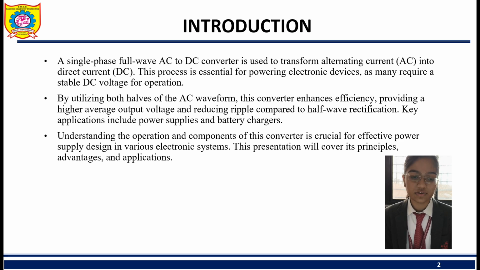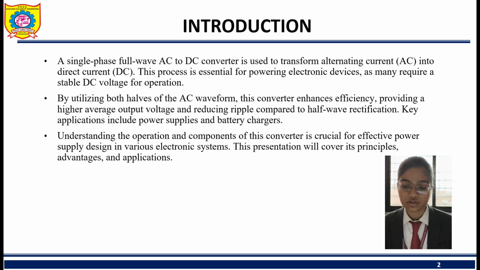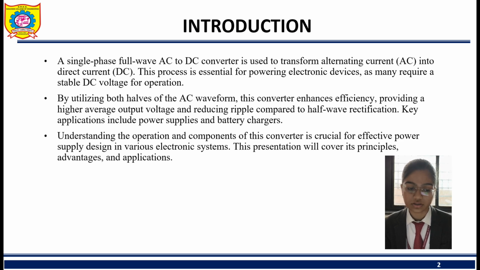Introduction. A single phase full wave AC to DC converter is used to transform alternating current AC into direct current. This process is essential for powering electronic devices as many require a stable DC voltage for operation. By utilizing both halves of the AC waveform, this converter enhances efficiency, providing a higher average output voltage and reducing ripple compared to half-wave rectification.